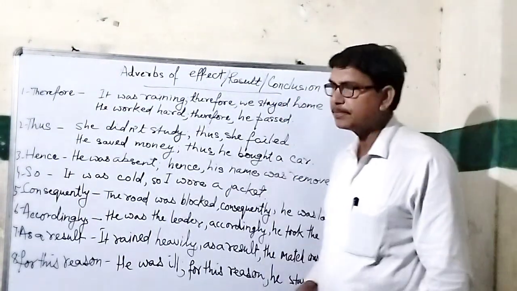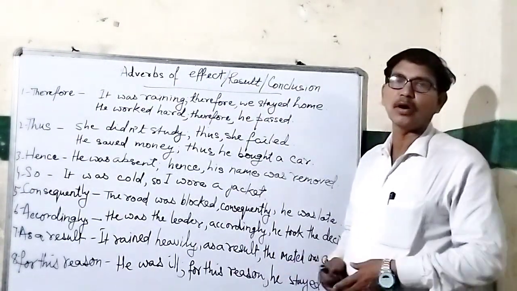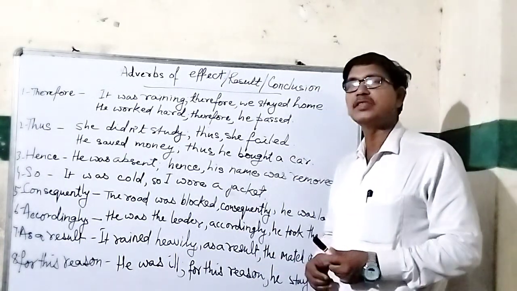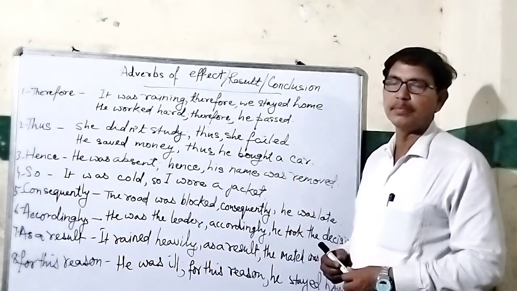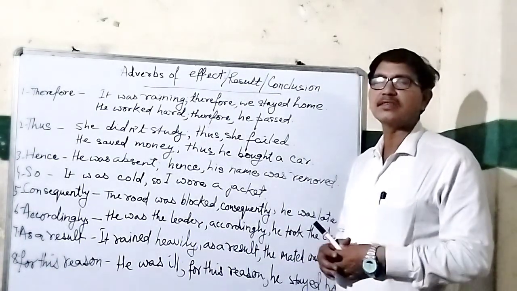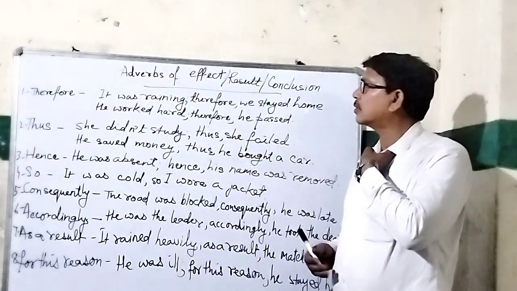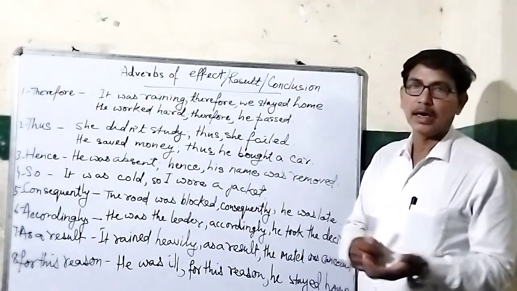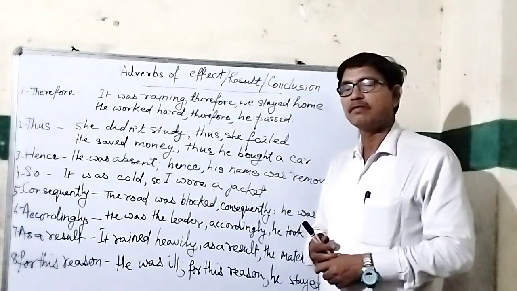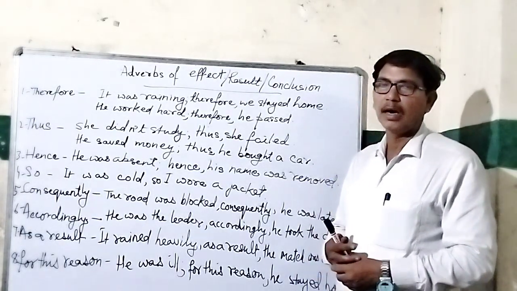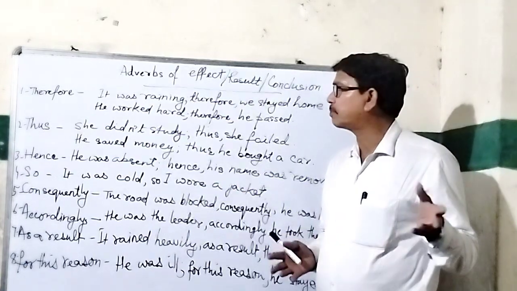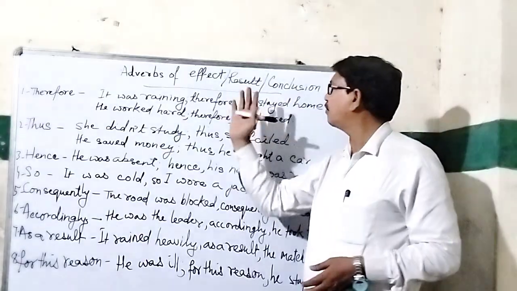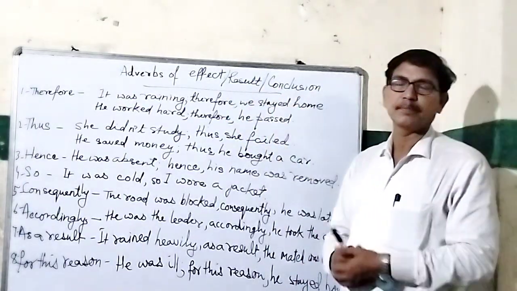Well, my dear friend, once again we are going to talk about adverbs. An adverb is a word which modifies a verb, an adjective, or another adverb. It modifies sentences. So, different types of adverbs we have seen: adverbs of manner, adverbs of time, frequency, adverbs of degree, adverbs of place. And today we are going to see adverbs of effect, result, conclusion.